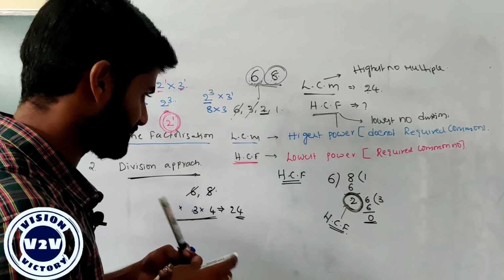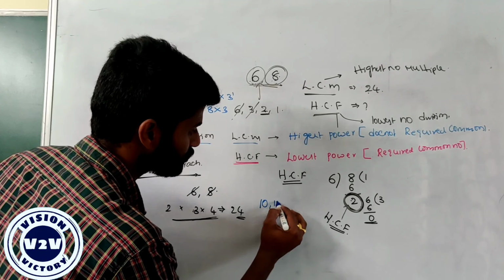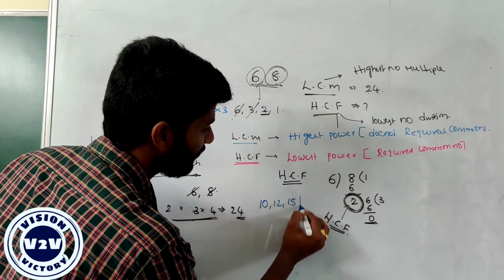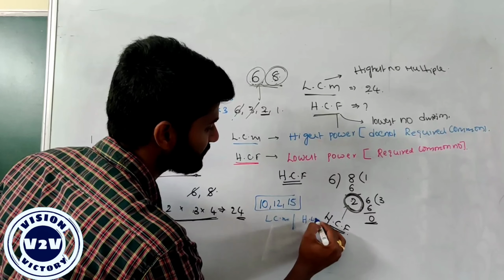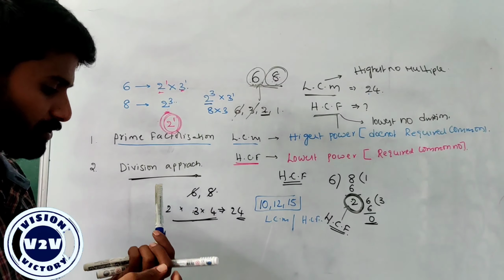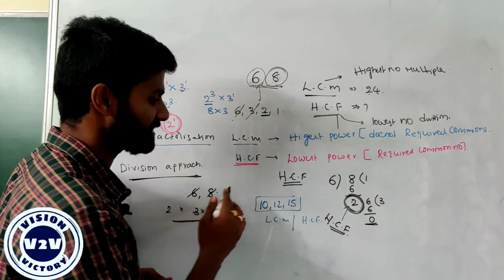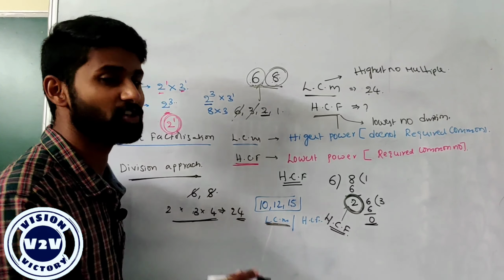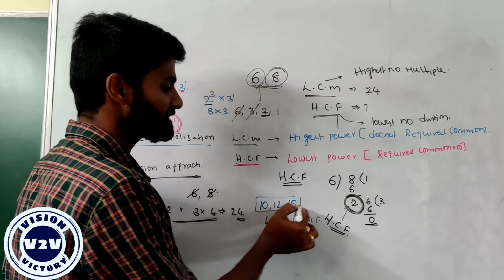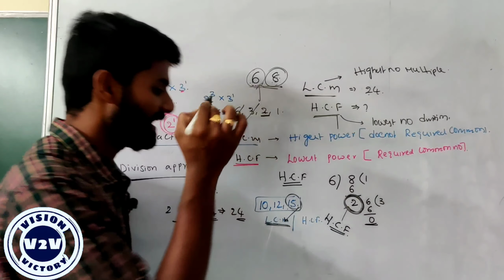I will go through one more example: 10, 12, 15. Find the LCM and HCF. I will go with the division approach. First, for 10, 12, 15 there is no common number, so directly go with the LCM. The LCM depends on the highest number, and out of all these numbers this is the highest number.